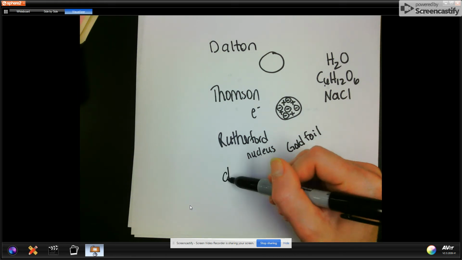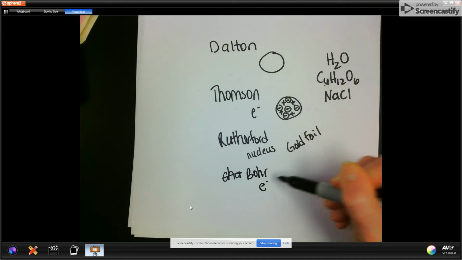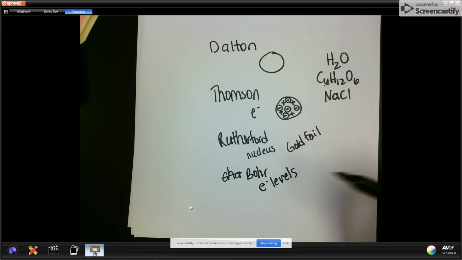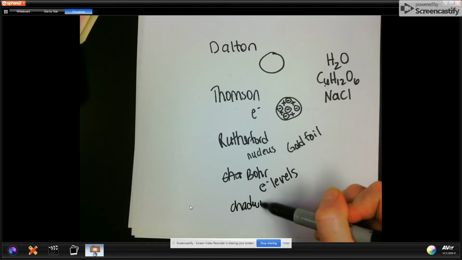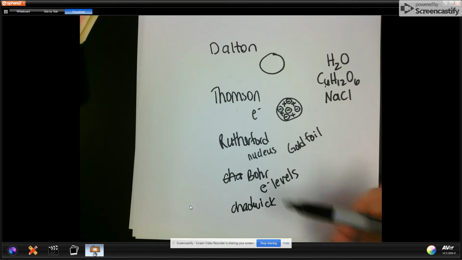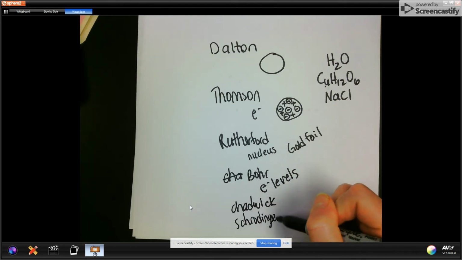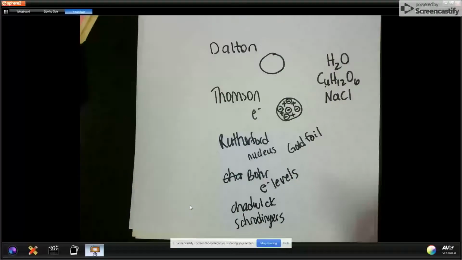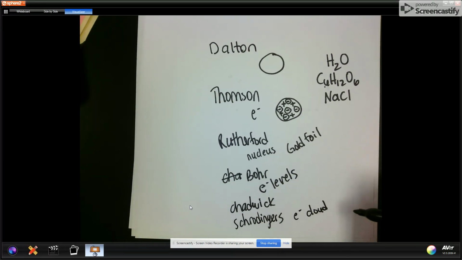The next one is Bohr. Bohr discovered energy levels. He thought electrons rotated around the nucleus like Earth rotates around the sun. Chadwick, he discovered the neutrons. And then Schrodinger discovered that Bohr wasn't correct and that they're not even orbits, but instead they're electron clouds. He did a lot more, but I'm simplifying this.